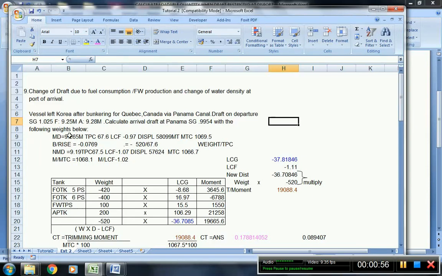So for the mean draft, this is the TPC, 67.6. The LCF is negative 0.97, which is forward of midship, and the displacement is 56,099, and the MTC is 1069.5.